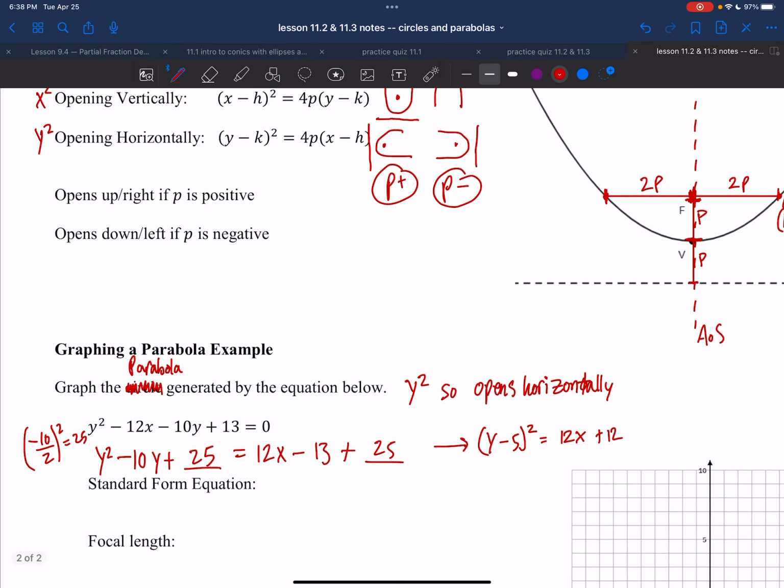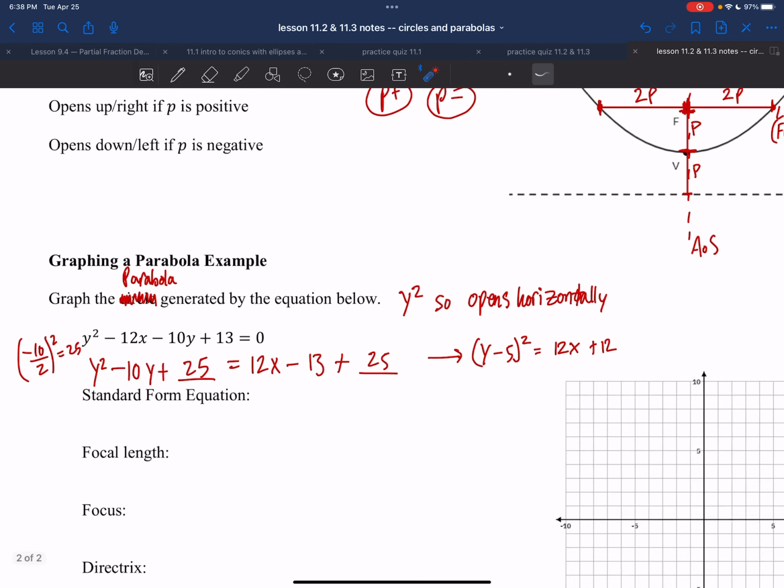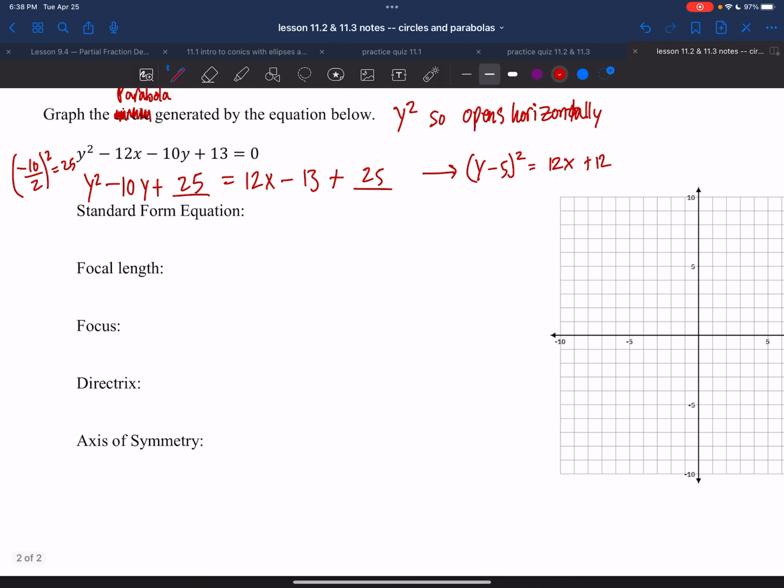Well, almost. Real quick here, notice that 4p is factored out from x minus h. This just says x minus h. It doesn't say 2x minus h. It doesn't say 12x minus h. It says something times x minus h. So whatever that coefficient on x is, you need to factor that. So I should say this is y minus 5 squared. I'm going to factor out 12, so do 12 times x plus 1, because I'm factoring out that 12.